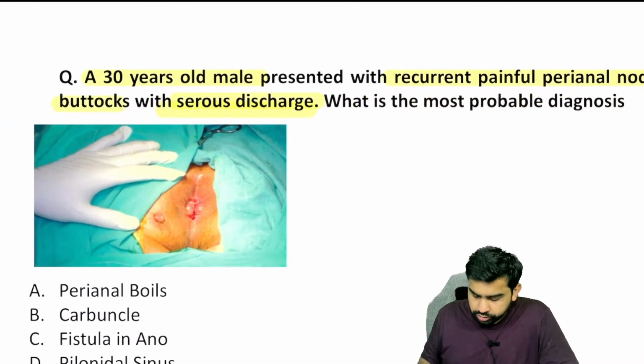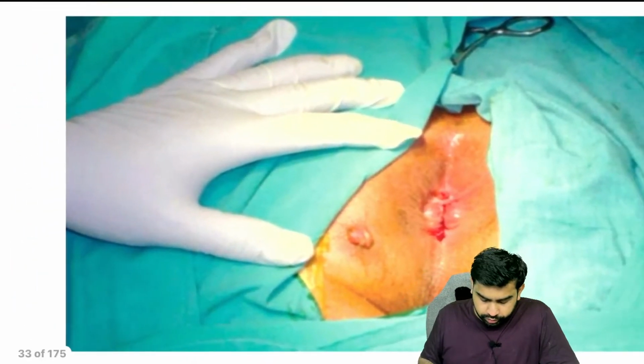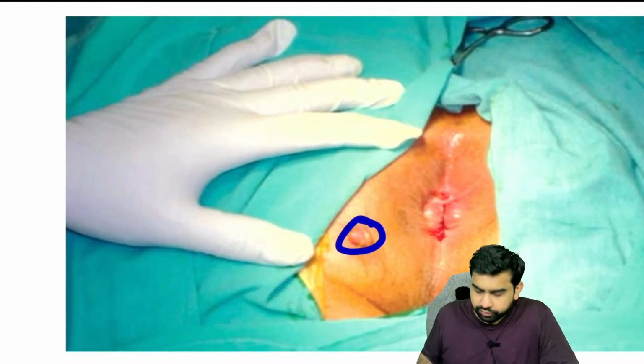So what is coming out? There's a nodule over here, and from this particular nodule, what is basically coming out is a serous discharge.